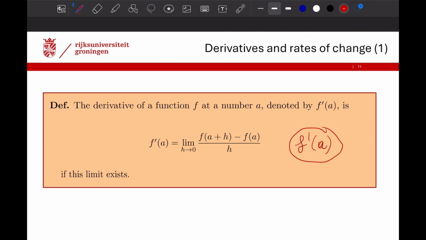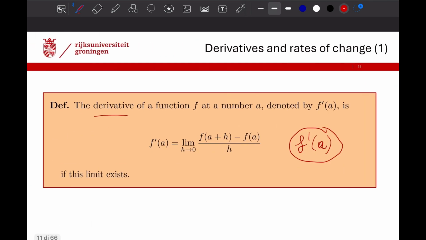And again, so the derivative evaluated at a, so f prime of a is equal to the limit as h goes to 0 of f of a plus h minus f of a over h, provided that this limit exists. So this is exactly what we have been talking about. The only thing that we are introducing here is that we are giving this expression a name, and this name is derivative. But again, it's the slope of the tangent line at x is equal to a, at a number a.